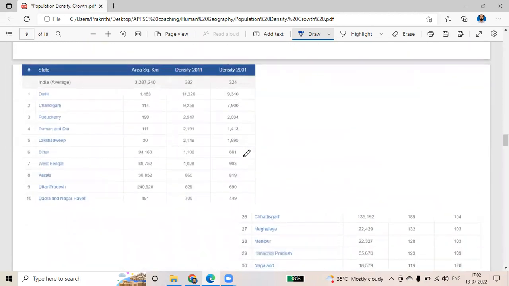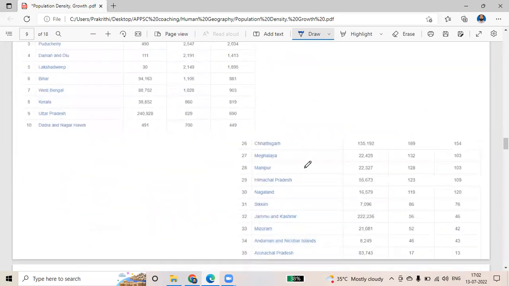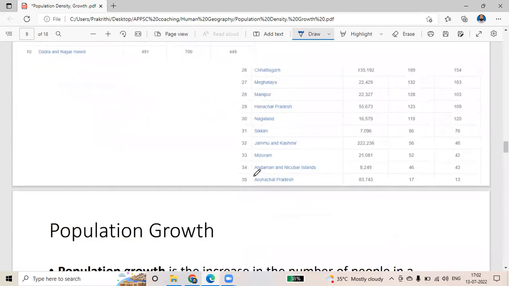I have given the details of the state which comes first in population density and least in population density. So in this, if you look, Arunachal Pradesh state is the lowest, and Andaman and Nicobar has the lowest population density. This is a union territory. So lowest union territory is Andaman and Nicobar and lowest state is Arunachal Pradesh.